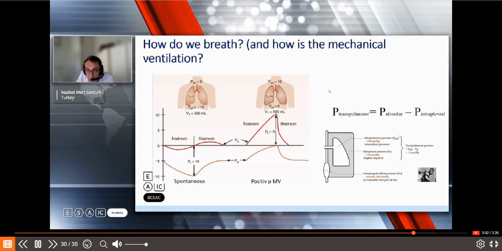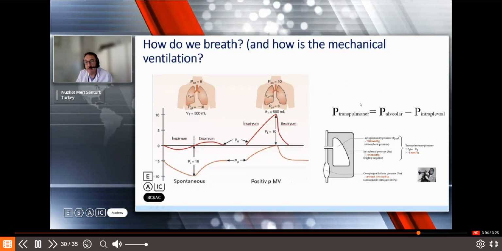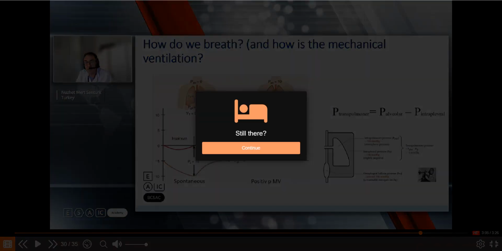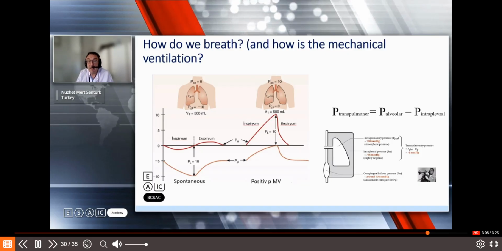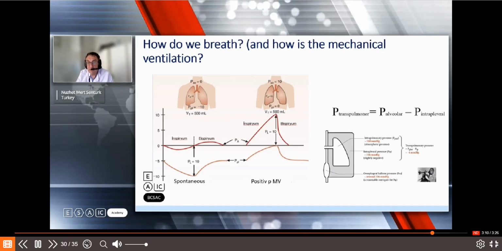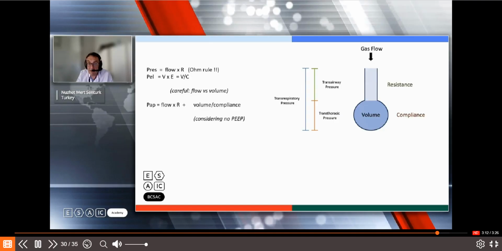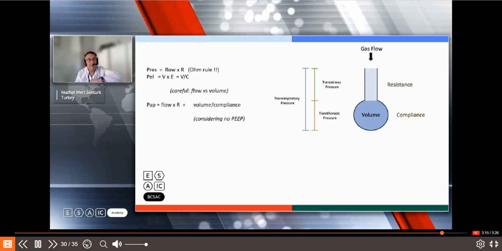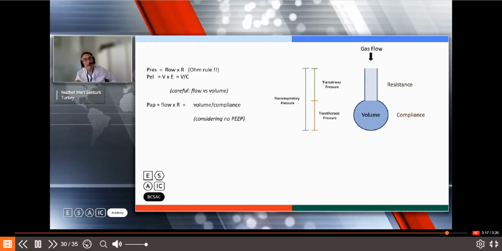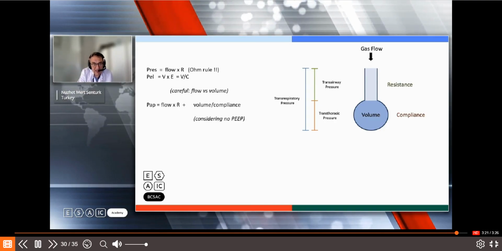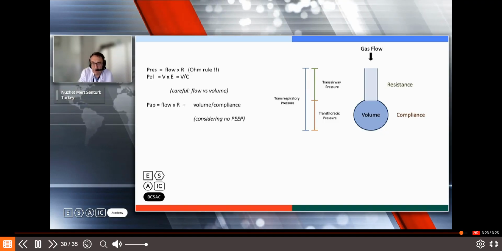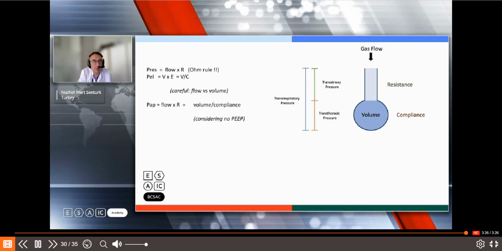Because the transpulmonary pressure, which is a subtraction of alveolar and the intrapleural pressure, is the same. So the increase in both pressures is the same, and therefore we don't have any trauma from the hard and deep inspiration. Even if you play a trumpet.